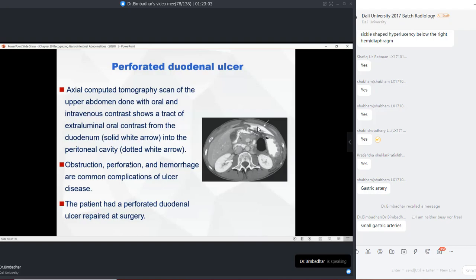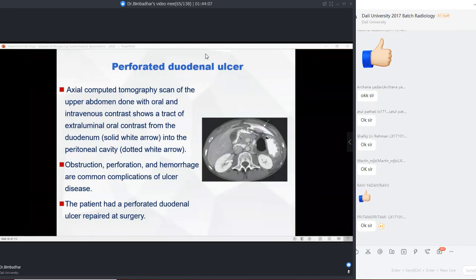By this, you can understand that you might be looking at a case of perforated duodenal ulcer. Obstruction, perforation, and hemorrhage are the most common complications of ulcer disease. And in this patient, you have to repair it by surgery. Most of the time the surgery is just ligation, suturing, a simple suture.